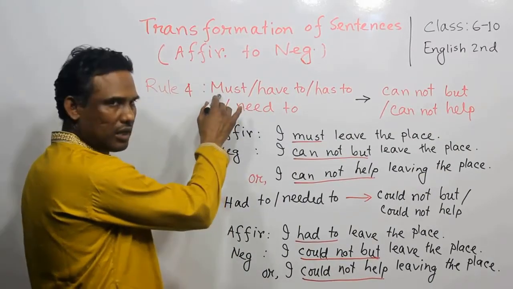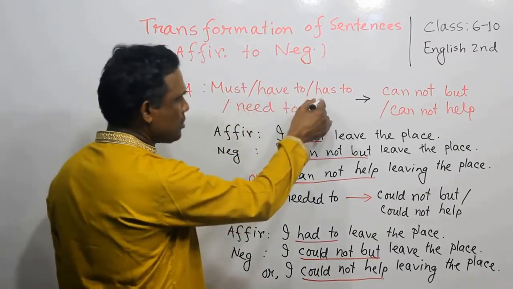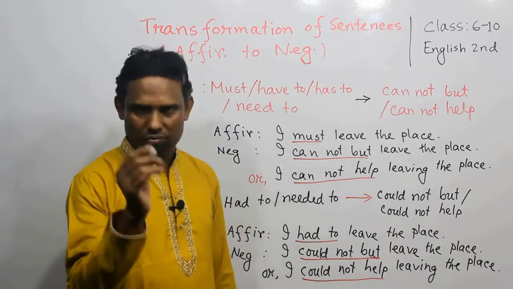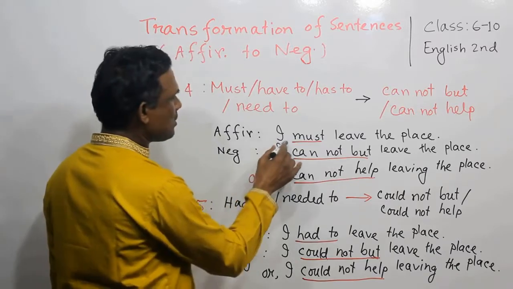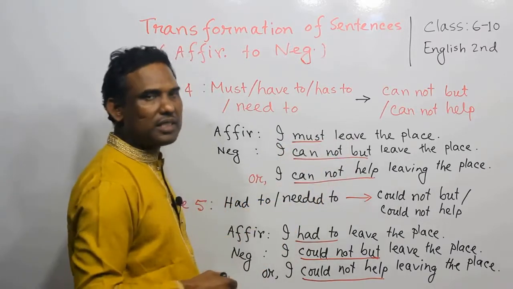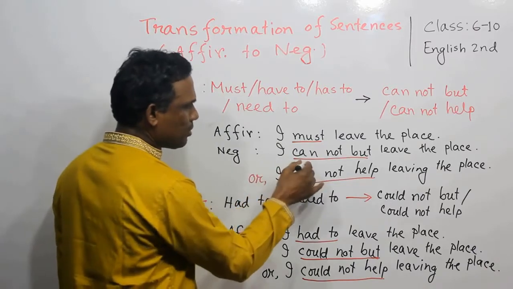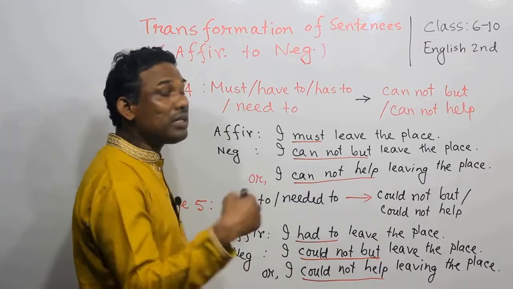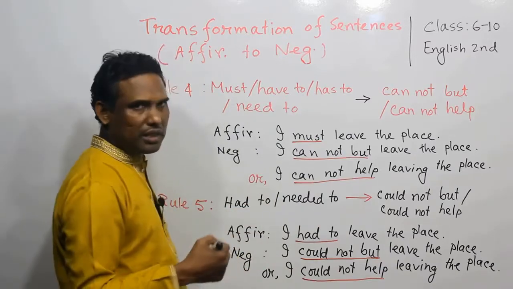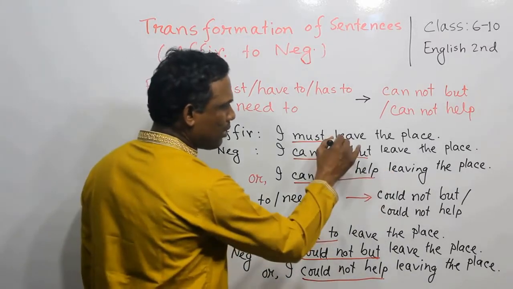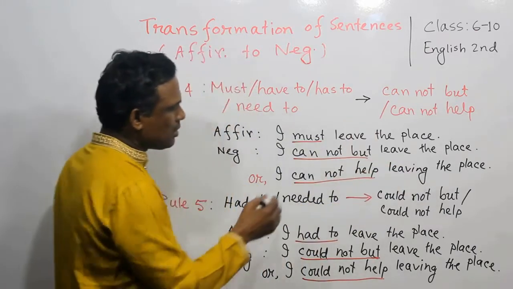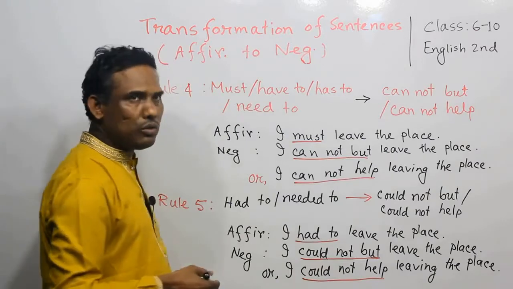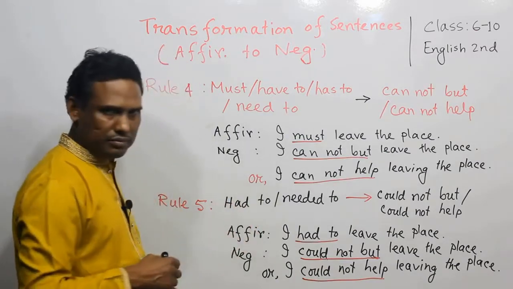Okay. Rule number 4. By omitting must or have to or has to or need to, you can use cannot but or cannot help. For example, I must leave the place. Its negative form is I cannot but leave the place, or I cannot help leaving the place. You can see I have added ing to the verb leave because cannot help is followed by gerund.